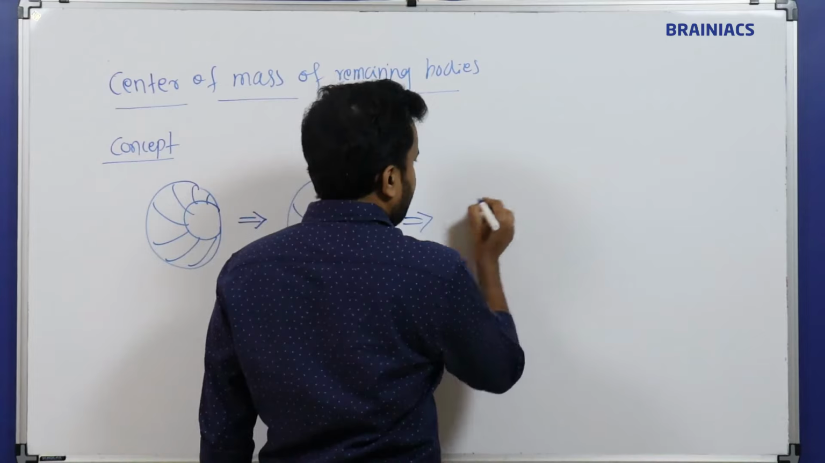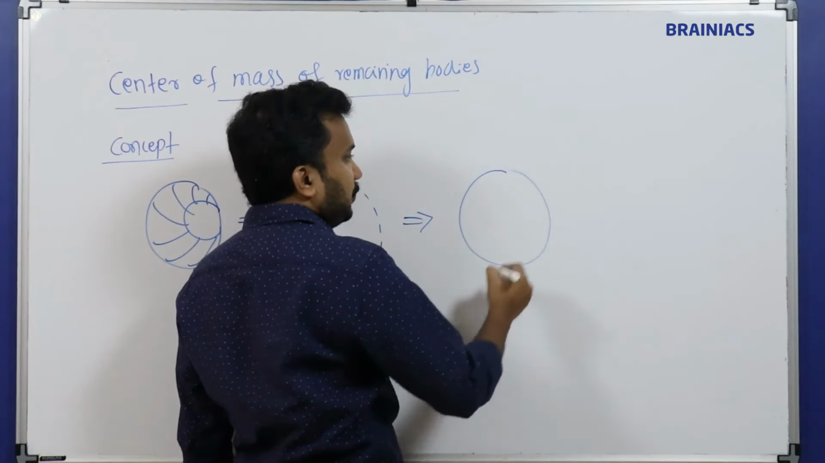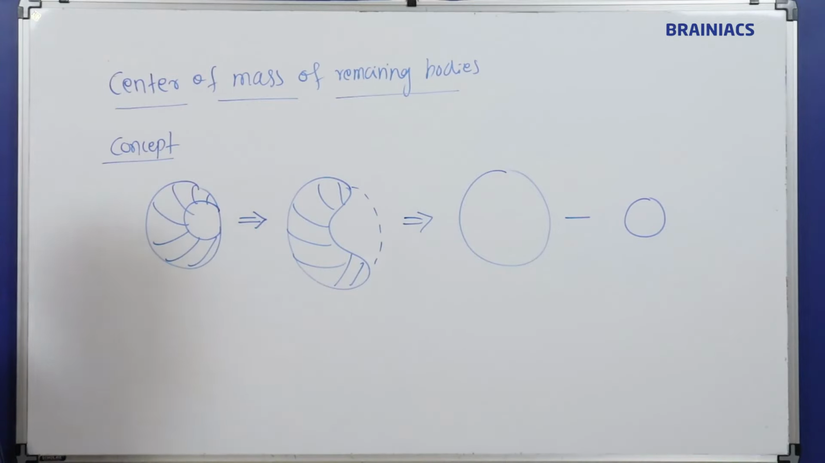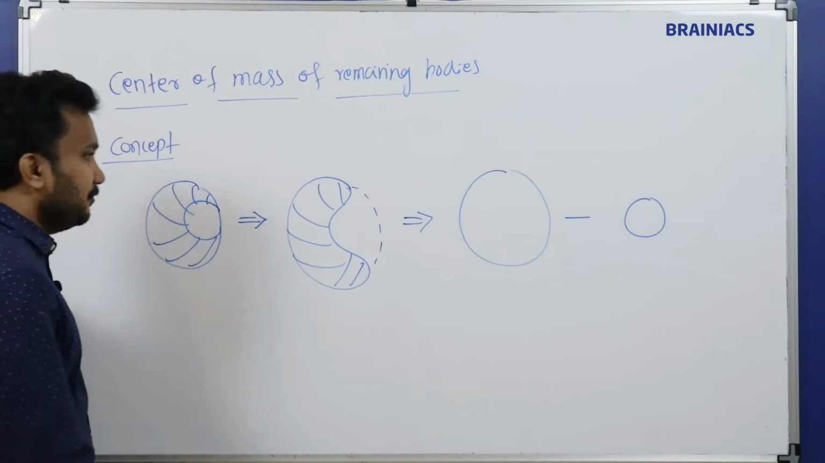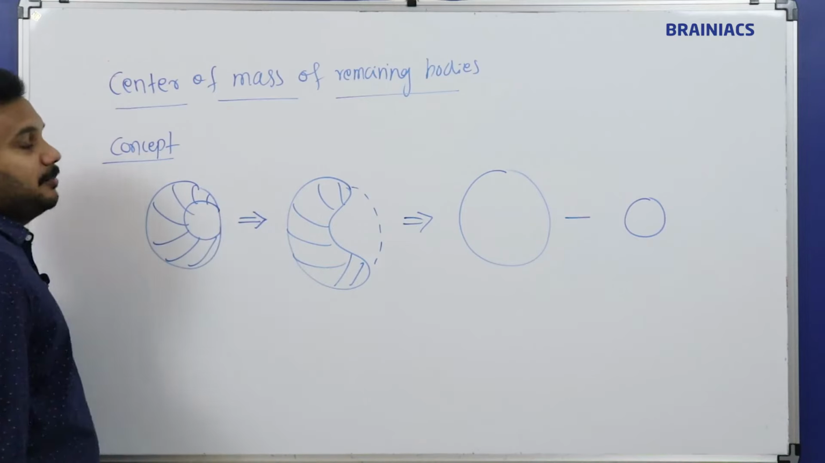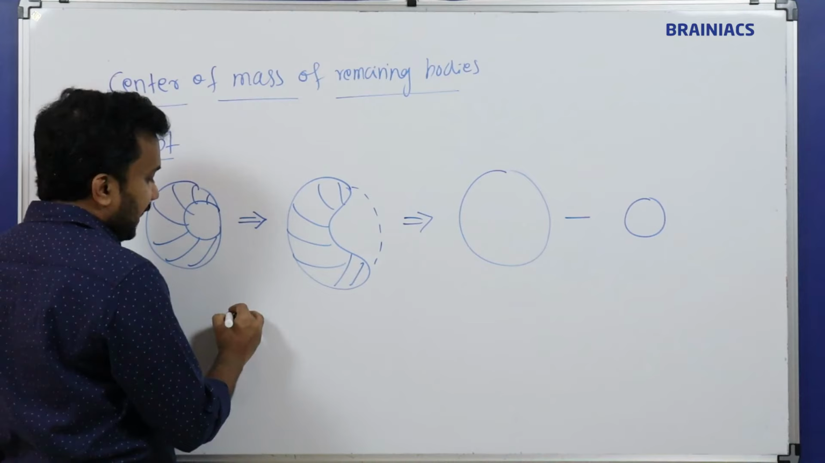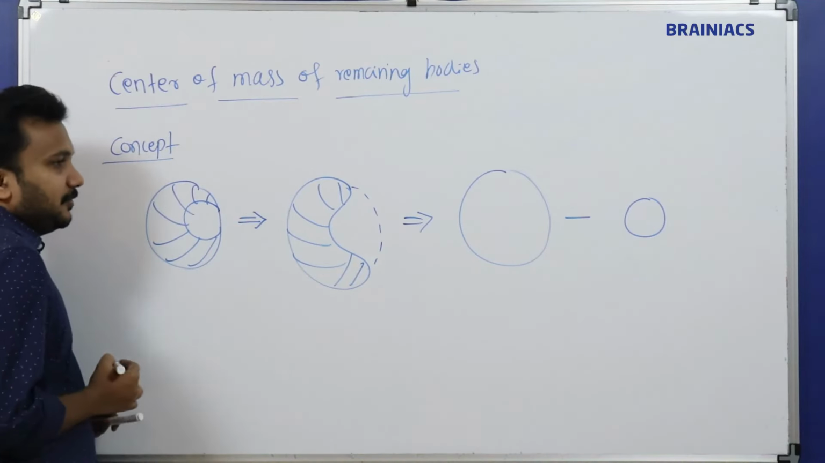So what we can do is find the center of mass of the full sphere minus the center of mass of the small sphere. If we use this subtraction method, we will get the center of mass of the remaining portion. This is the logic here. So, we have the general formula for center of mass.